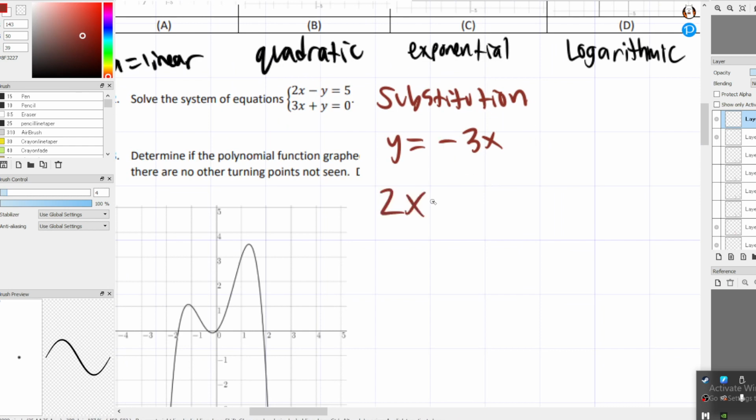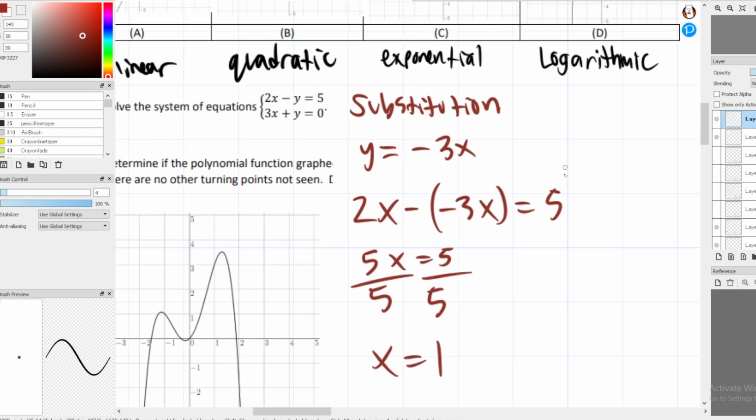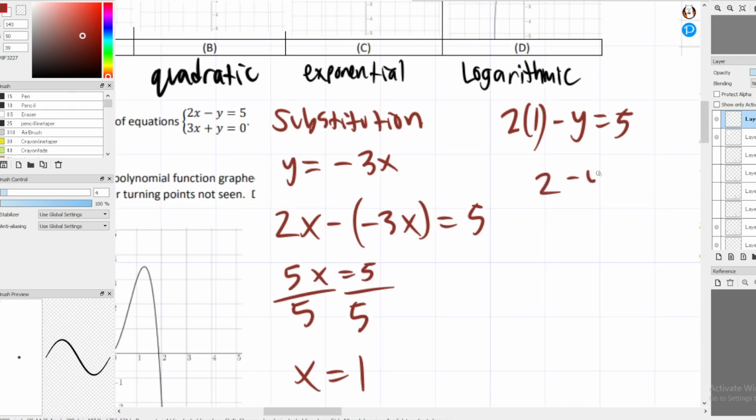So we get 2x minus 3x equals 5. Now we need to take that x is equal to 1 and plug it into one of our equations above. I usually plug it into the equation that I did not modify. So the 2x minus y equals 5. We found x equals 1, so it will be 2 times 1, which gives me 2 minus y equals 5, which gives me negative y is equal to 3, which gives me y is equal to negative 3.